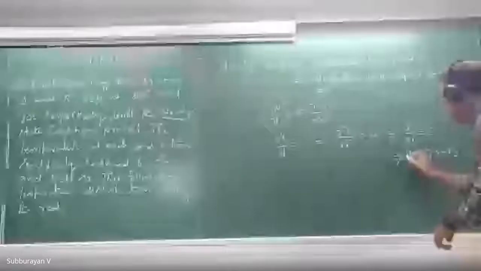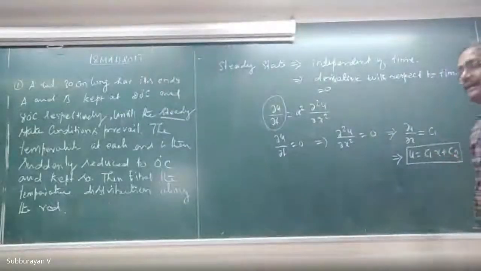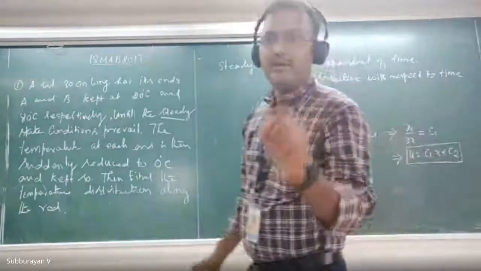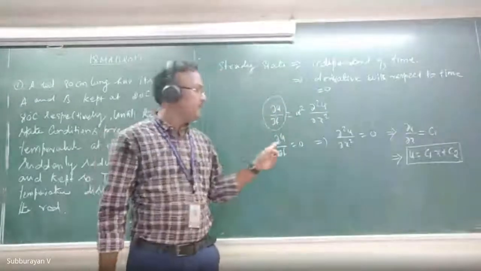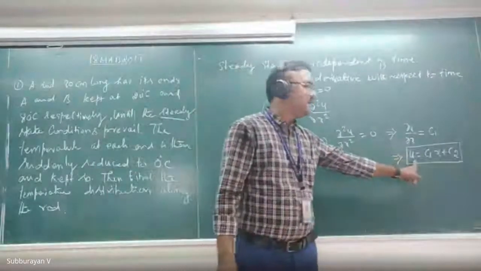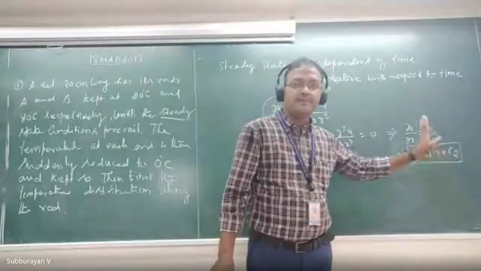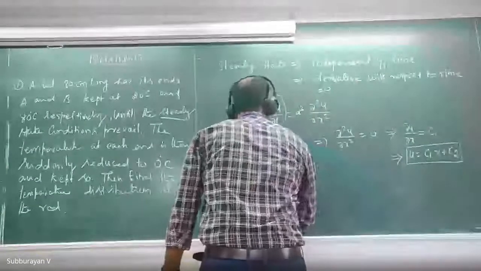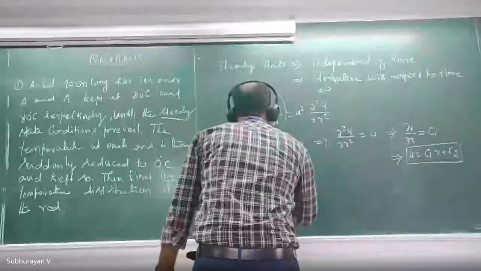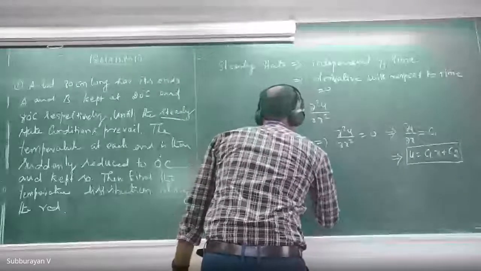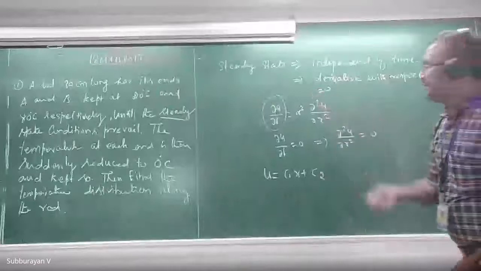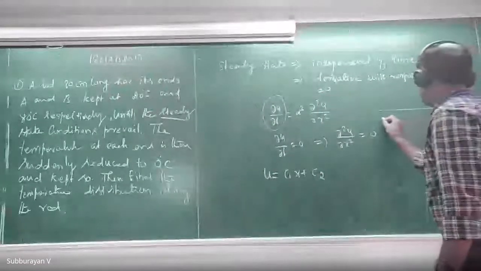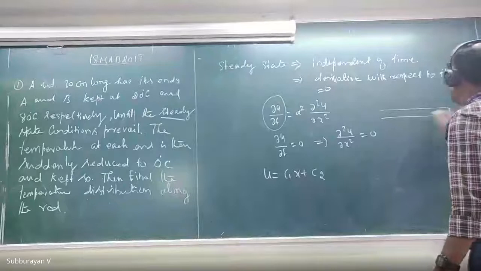See, this is a linear polynomial. If dou u by dou t equals 0, then the steady state temperature distribution along the rod will be a linear equation like this, c1x plus c2. Thus we got the steady state solution, u equal to c1x plus c2. But initially, look at the geometry. See, this is the rod of length 30 centimeter.